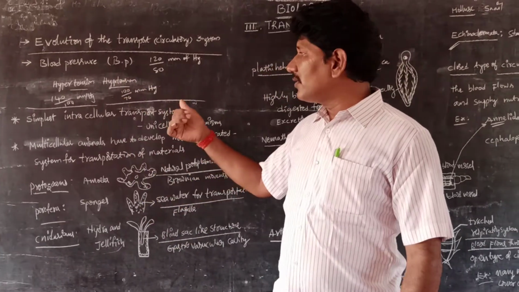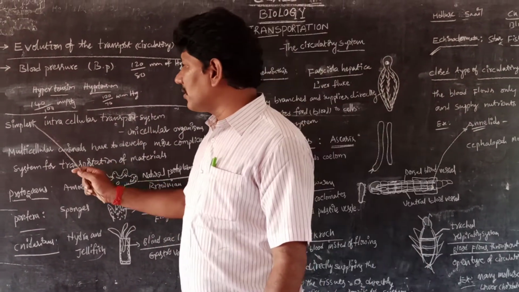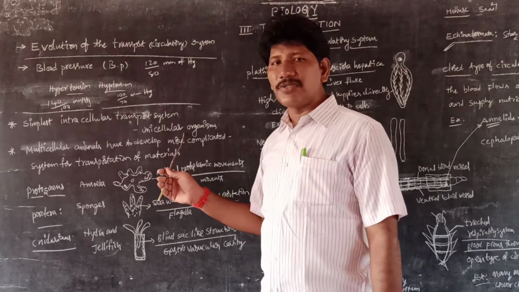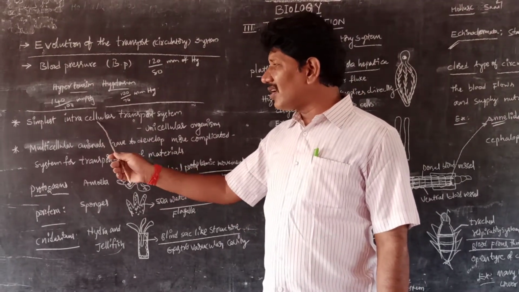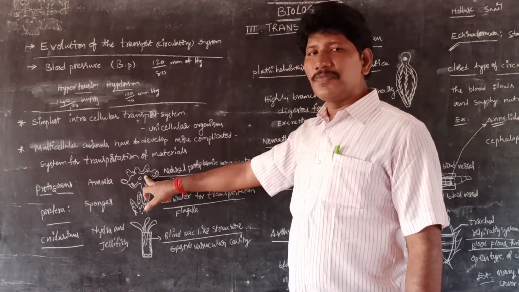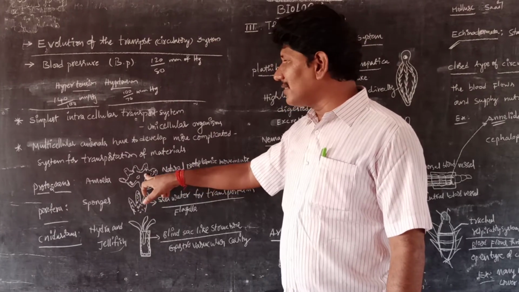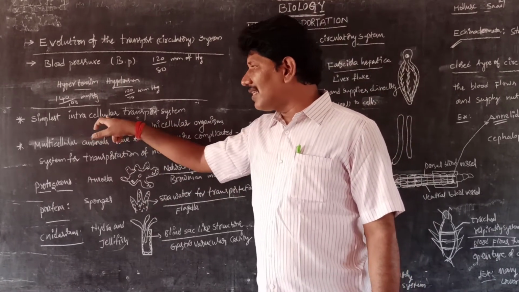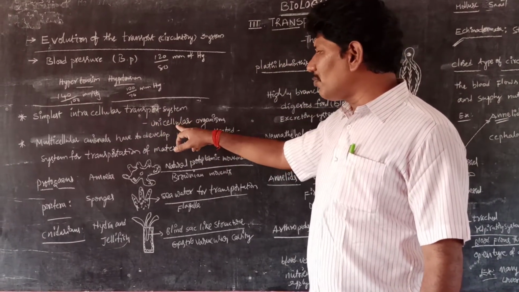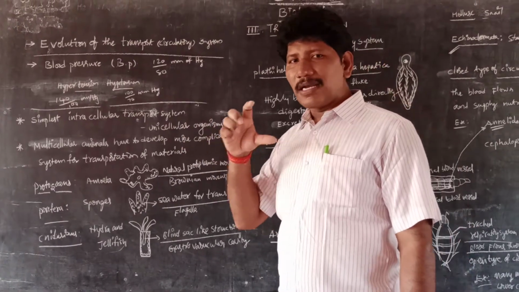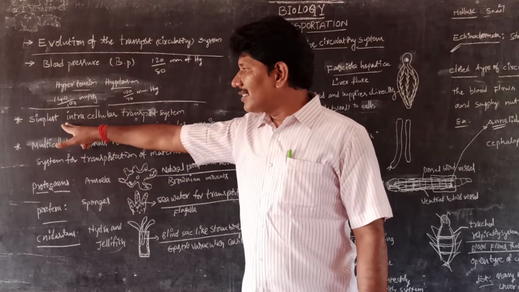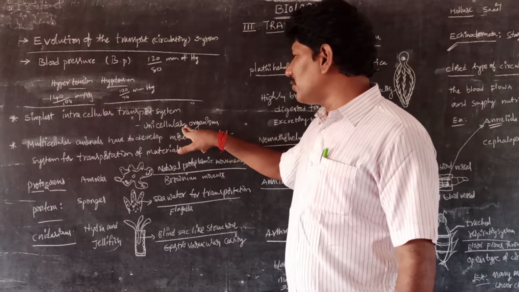In this order, first let us come to the simplest intracellular transport system, which is present in unicellular organisms. Intracellular means within the cell. For example, let us take amoeba, a unicellular organism. How the nutrients are transported within the cell is called intracellular transport. Intra means within the cell. Within the cell, the transport system occurs in a unicellular organism. Why? Because obviously they have only one cell, so we consider them single cell organisms. The simplest intracellular transport system occurs in the unicellular organism.